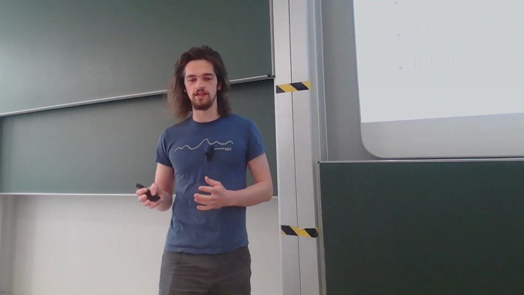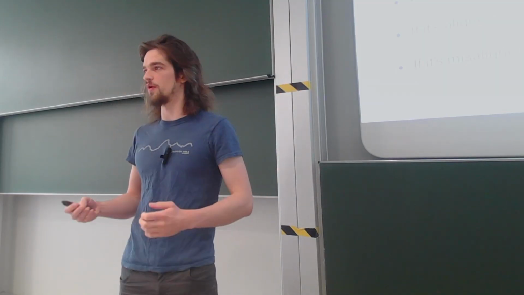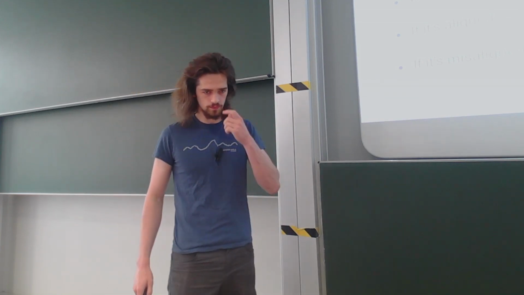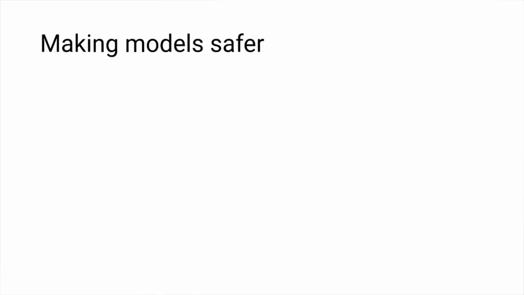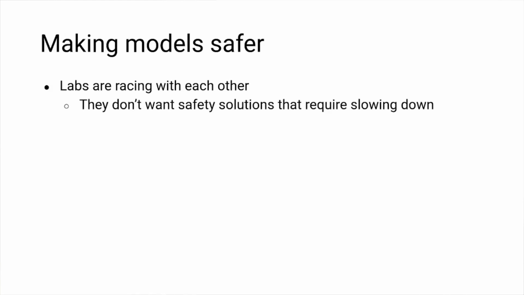We want to remain safe in those worlds, and in the worlds where it's aligned, we want to get as much done as possible. Okay, in terms of making models safer, I think it's fair to say that the AI labs are racing with each other quite hard. They're trying to push performance on benchmarks, trying to get the next model out, make it more and more powerful. And they really want to be the ones to make huge waves in the world with their AI technology. And so they're not really going to want safety solutions that require them to slow down.